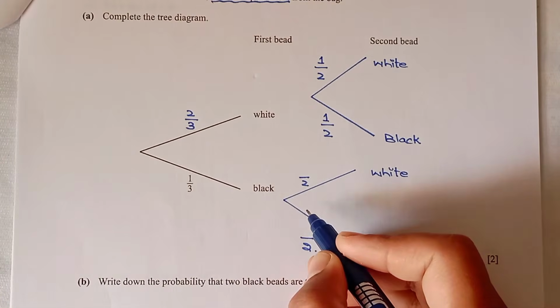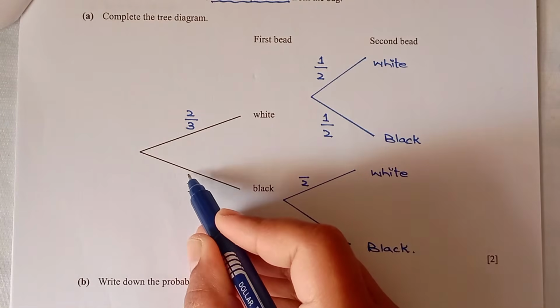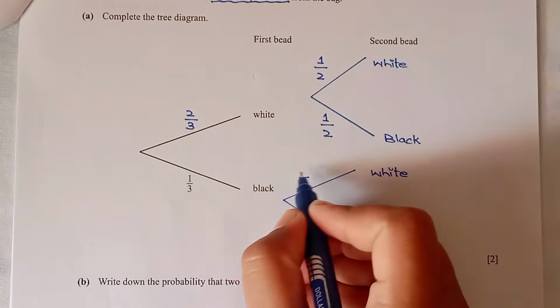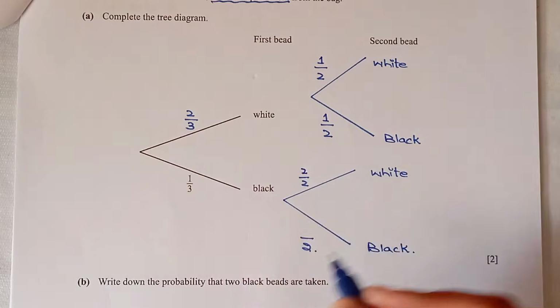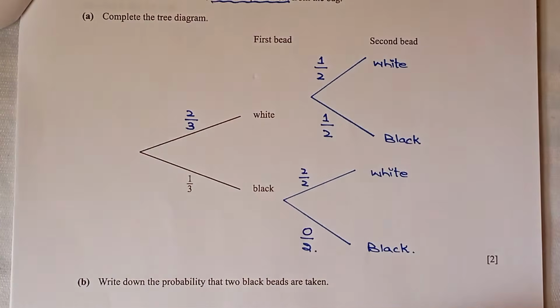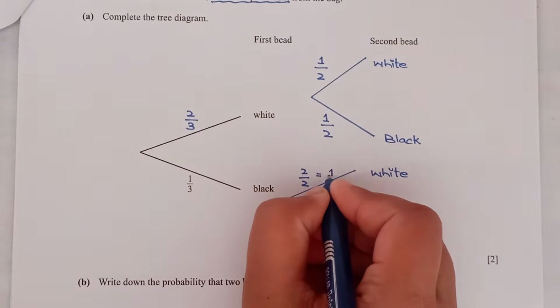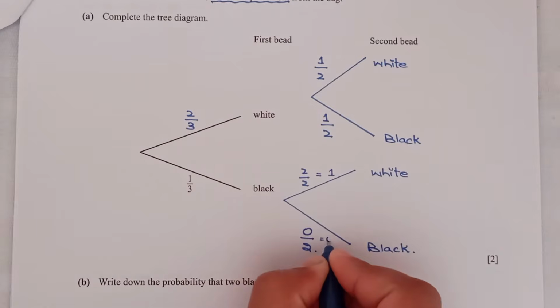When the second bead is white, black is 1 by 3, so the white stays the same, that is 2. And for black, 1, so we are left with 0. So it means we have 1 by 2, which is just 1, and 0 by 2, which is just 0.